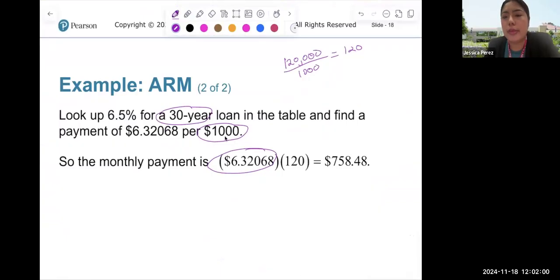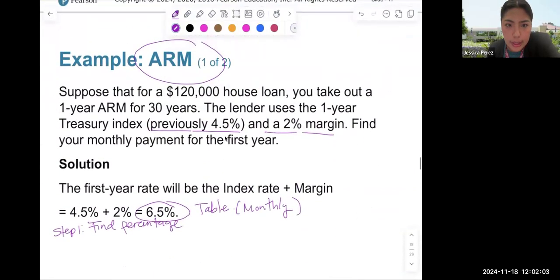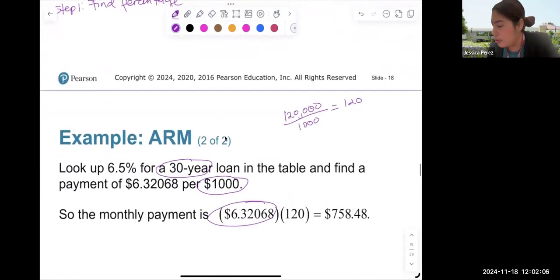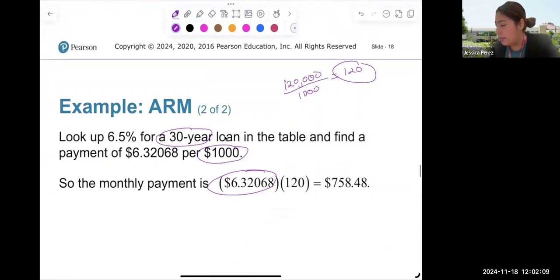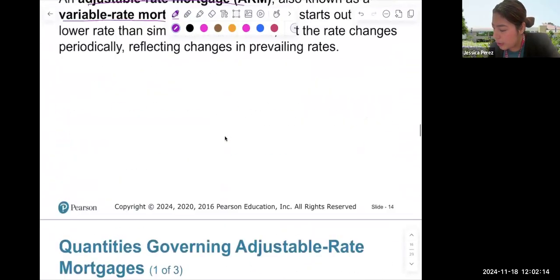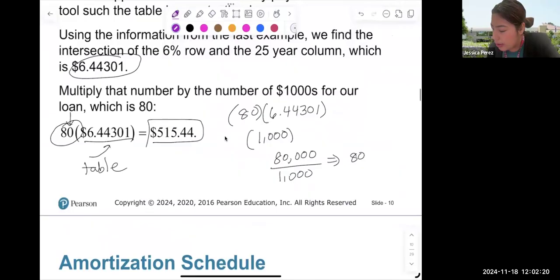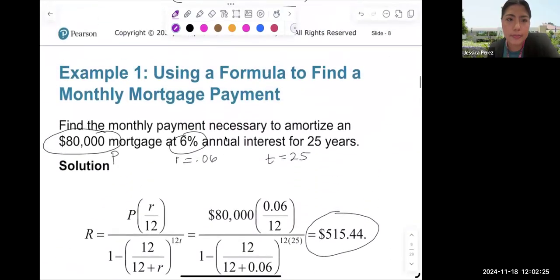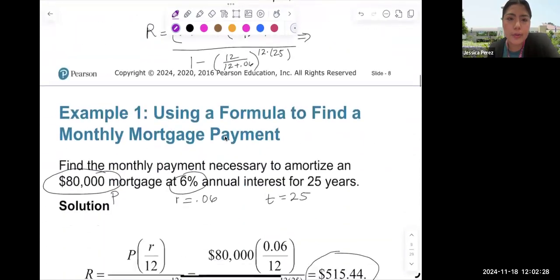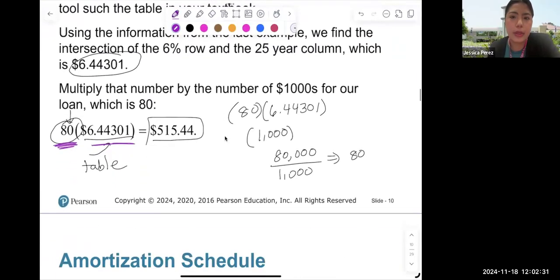Now, remember, this table is for 1,000, but the home is 120,000, so now you're going to look for 120. So then, remember that for a monthly payment, it's always going to be the value times what you get on the table. So again, over here, this is what we're using. So when we're using the table, I'll show you where the table is.